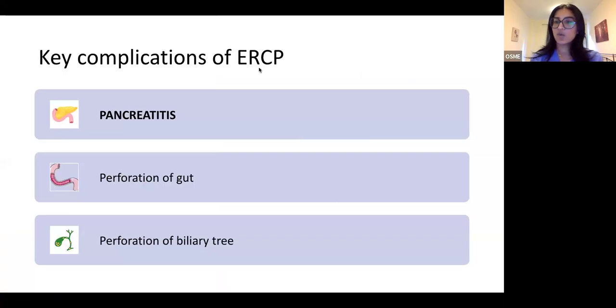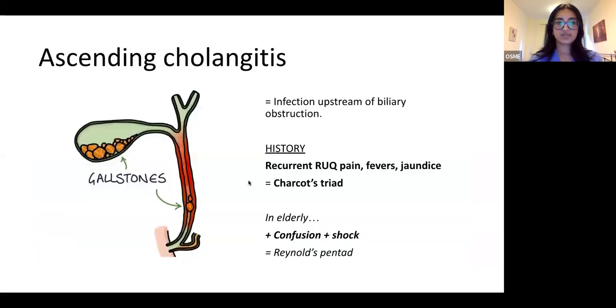Okay, so this is quite a common exam question. So the key complications of ERCP, and by far the main complication is pancreatitis because you are essentially going in with a tube in very close proximity to the pancreas. So this will result in irritation to the tissue, which can cause inflammation and pancreatitis. And the management for this is supportive, but we'll discuss that in more detail a bit later. Also, less common ones, bowel perforation and biliary tree perforation.